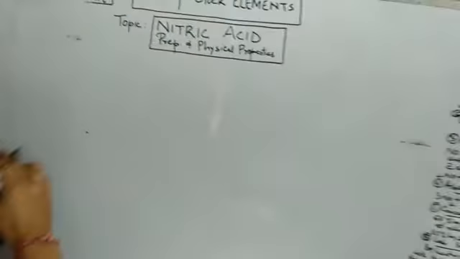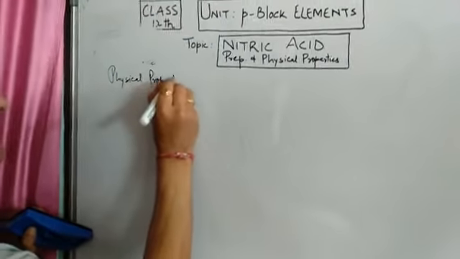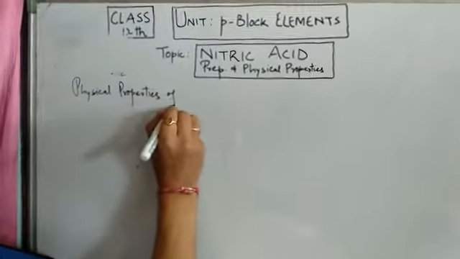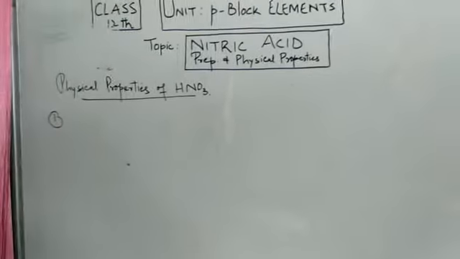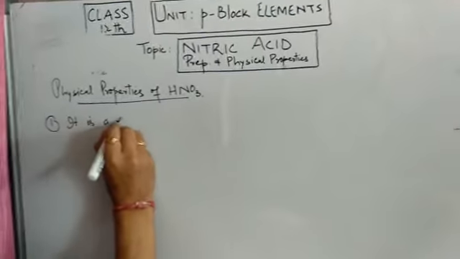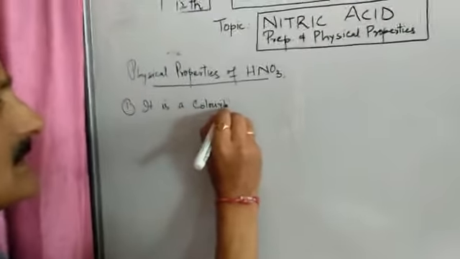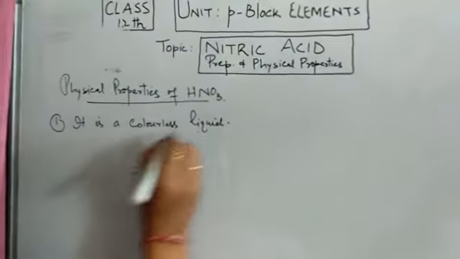So after this, let us move to physical properties of nitric acid, HNO3. Now, nitric acid is colorless. It is a colorless liquid. It is an acid, but it is in the liquid state.